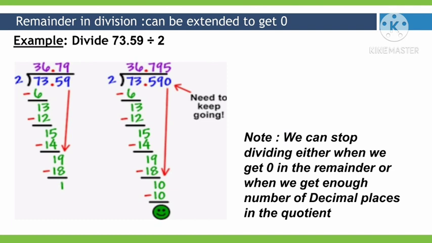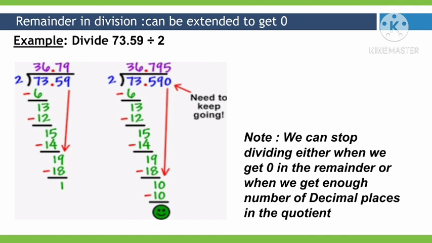You have 19. 2 9s are 18. And the balance is 1. If you want, you can stop till this, but you can extend. If you want to extend the division sum till you get 0, you have to add zeros in the dividend. We already know that adding zeros in the end will not change the value of the number, right? So you can add zeros in the dividend place as much as you want till you get 0 in the remainder.